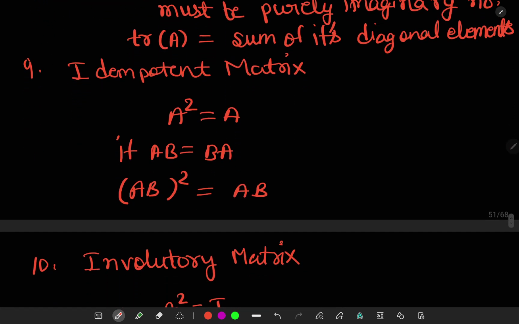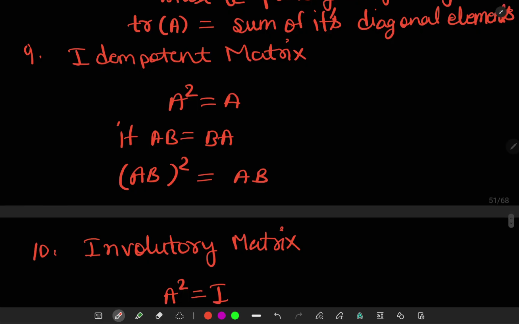Now, idempotent matrix. For a square matrix, if we take the square of a matrix A equal to A, this condition is satisfied, and that matrix is called an idempotent matrix.